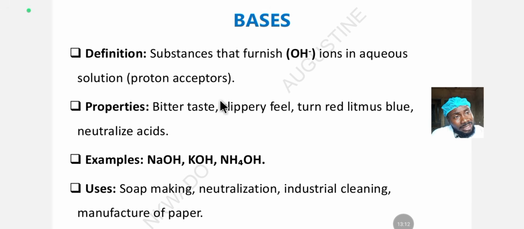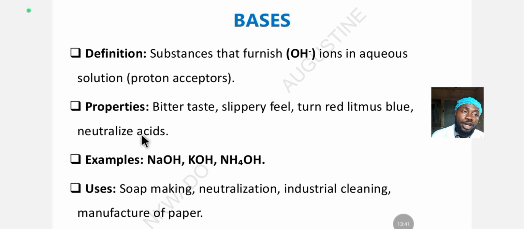The properties of a base include that it has a bitter taste. It has a slippery feel. It turns red litmus paper blue, just like I explained for acid. Base now is blue. Now the chemical properties of base: it neutralizes what? It neutralizes acid.